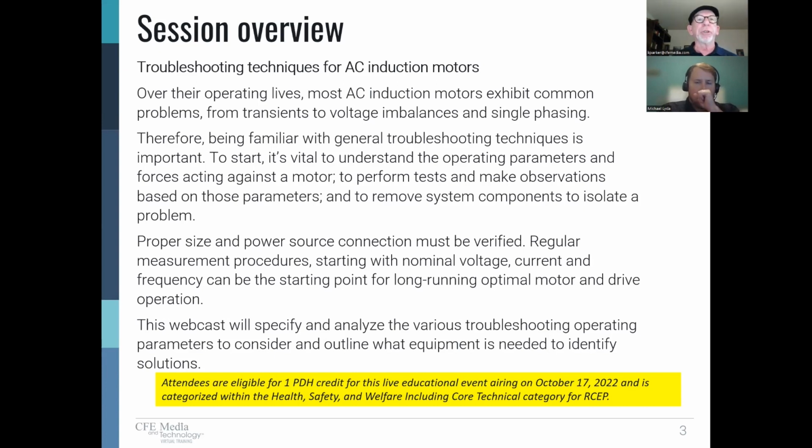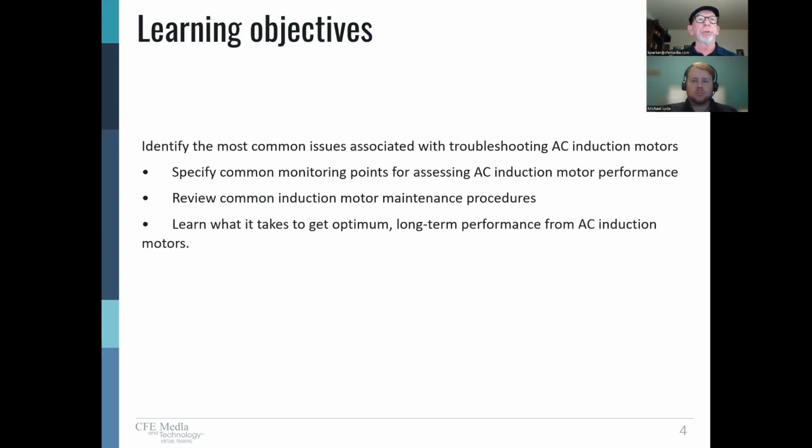Regular measurement procedures, starting with nominal voltage, current, and frequency, can be the starting point for long-running optimal motor and drive operation. This webcast will specify and analyze the various troubleshooting operating parameters to consider and outline what equipment is needed to identify solutions. You see before you the learning objectives for today's session.